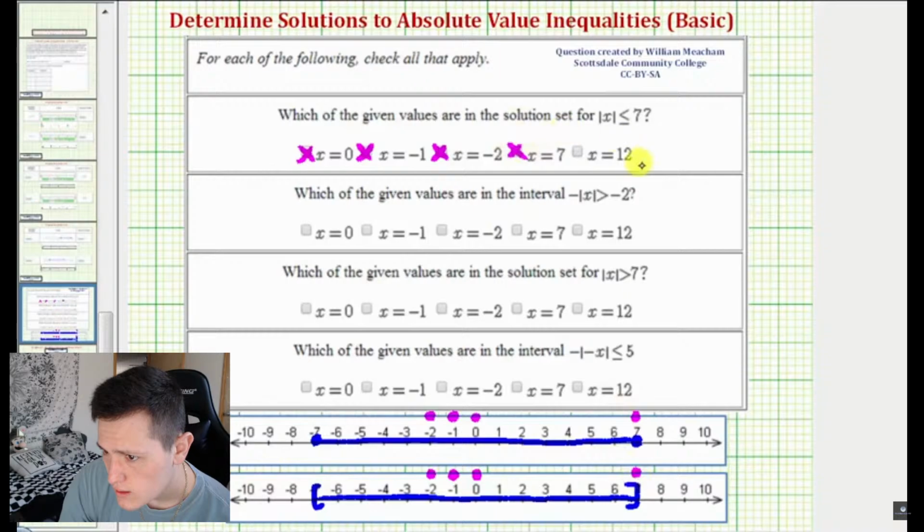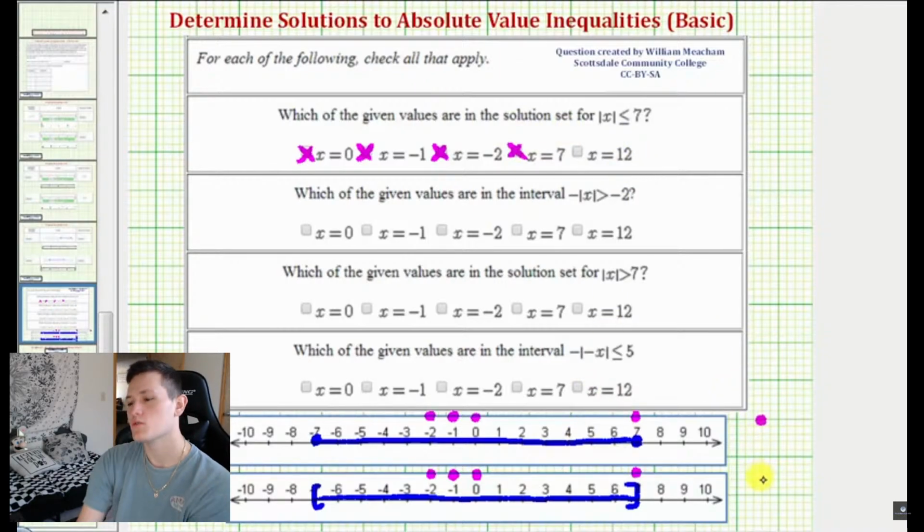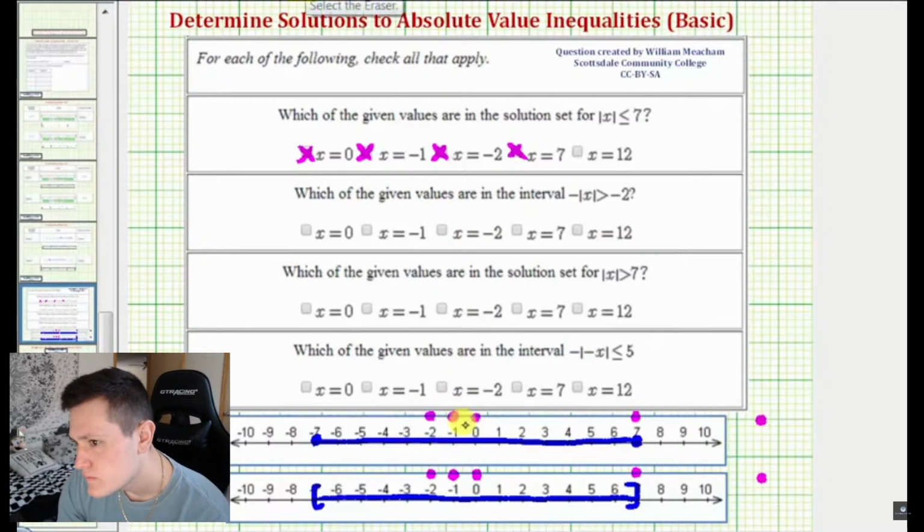X equals 12 would be over here at the far right. It's not in the solution set. Now, because the values stay the same for the remaining 3 questions, we'll leave our points here and just change the interval.